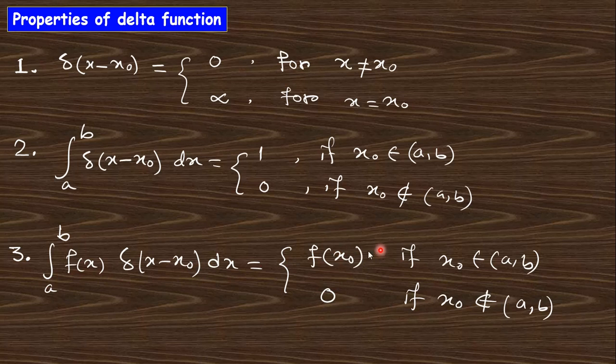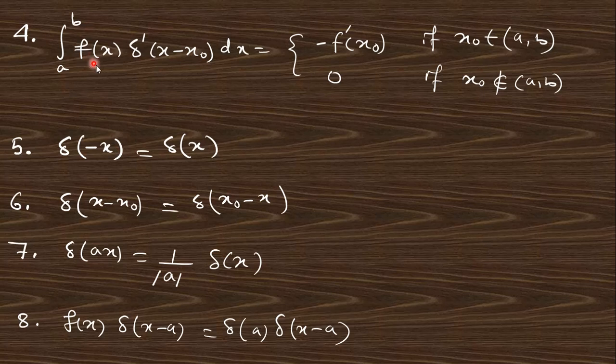So this is an important property which will be used various times for the Dirac delta function. That means this function exists at x equal to x0 and is 0 elsewhere. That's why this becomes f of x0. Go to the next property. Integral from a to b of f of x delta prime, where prime is nothing but the derivative of the delta function, will be equal to minus f prime of x0, right?